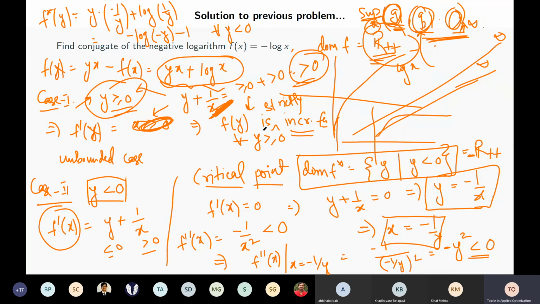So that's the thing. In this conjugate thing, we try to do case by case basis. You cannot go for a point-wise thing because that will be too much to do. So usually your cases are like this: y greater than 0, what happens? y less than 0, what happens?